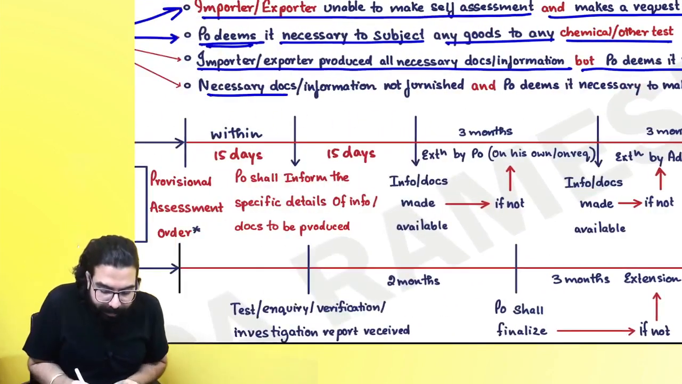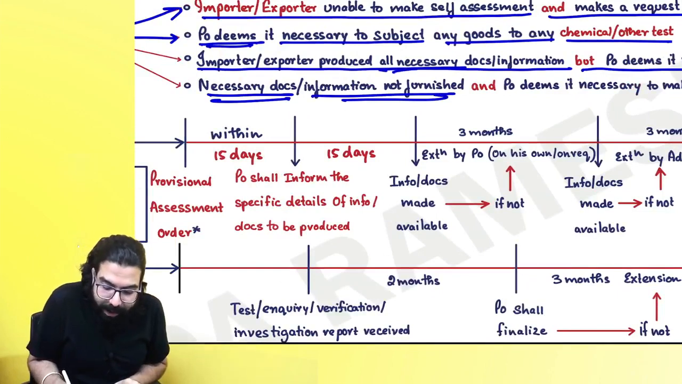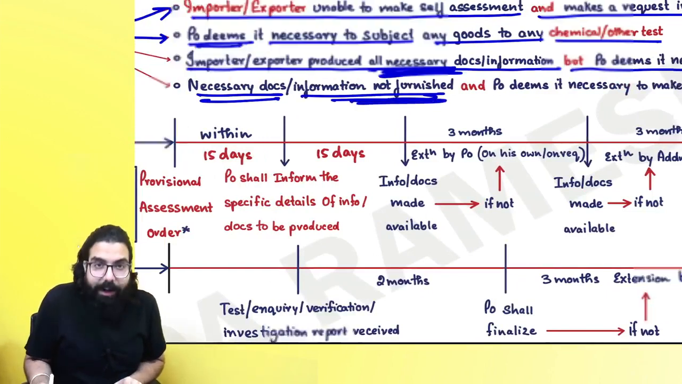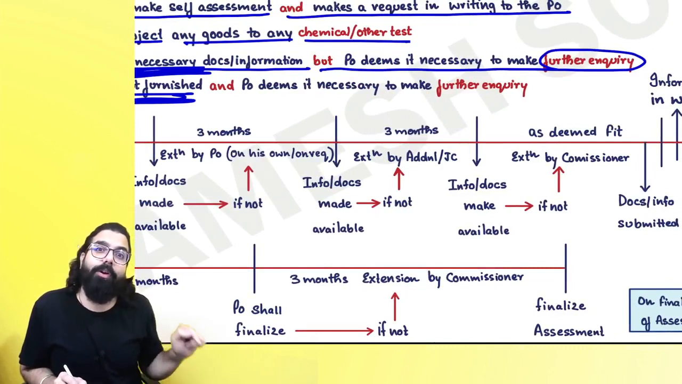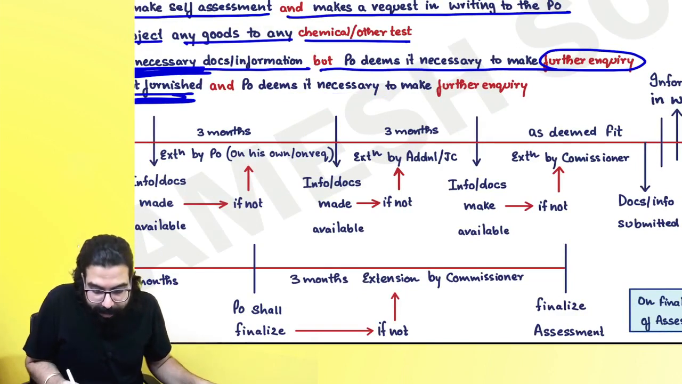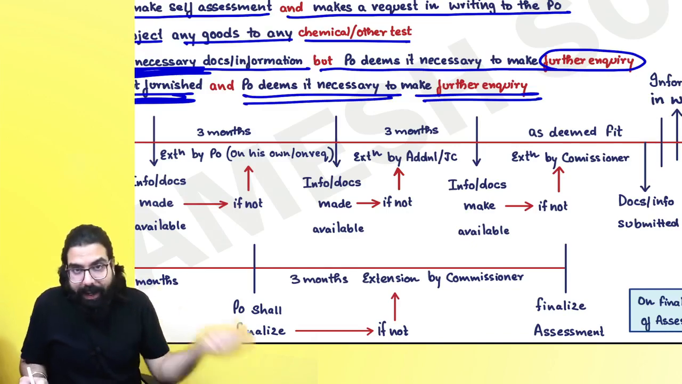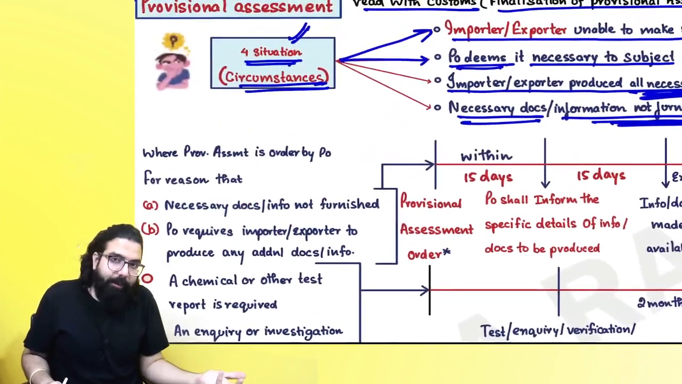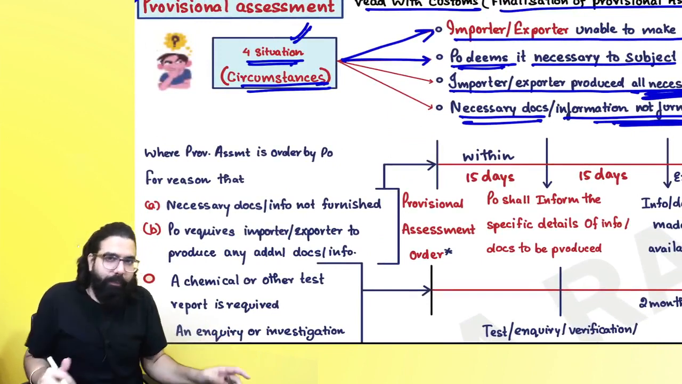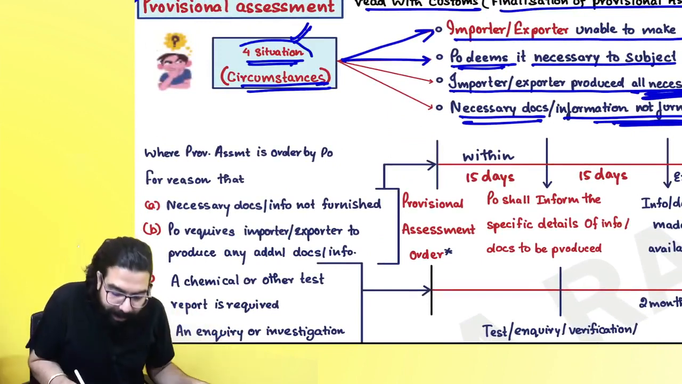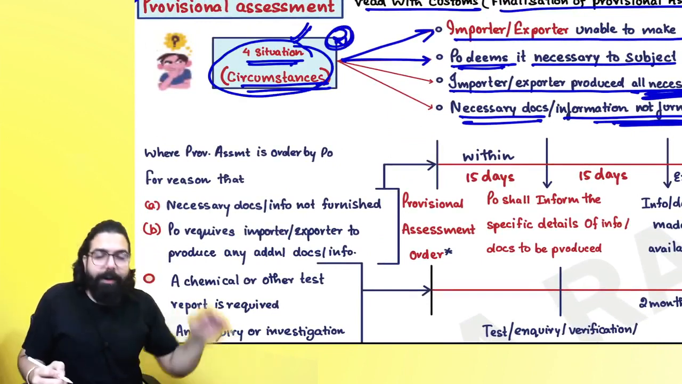Sir, if necessary documents are not furnished, see here you had furnished, but here if you don't furnish, and you are not furnishing the proper information or documents and the proper officer deems it necessary to make further inquiry, then what will happen? Then Baba, provisionally he will clear the goods. Then he will tell you, "Let the inquiry report come, and then I will go ahead and finalize the provisional assessment." And sir, please remember, for your exam it is important.